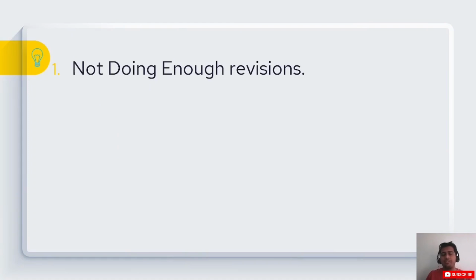First is not doing enough revisions. This is one of the biggest mistakes which candidates make while preparing for CPIM. What happens when you read through the content once, you get a feel that you know things, or since some of the content is overlapping with your work, or sometimes you have read it in your postgraduate study, you have that notion in your mind, a placebo effect kind of thing, that you know things, but just knowing things is not enough.